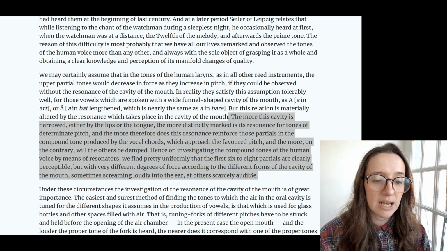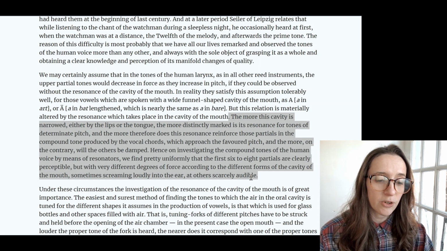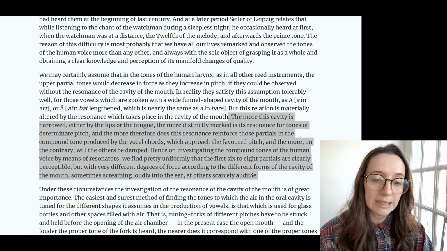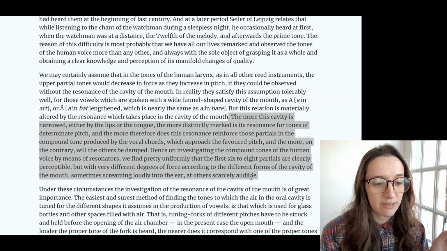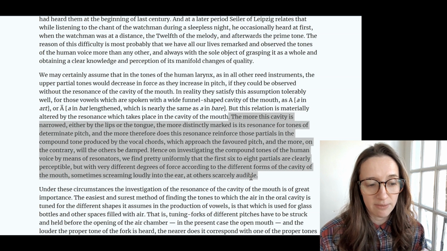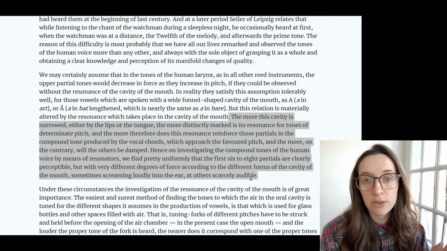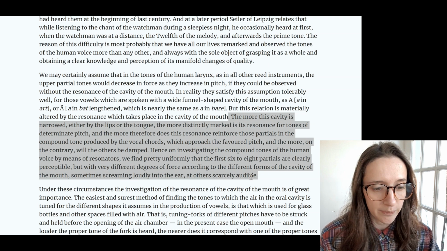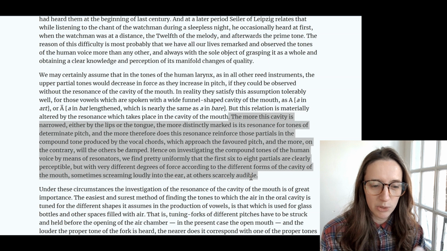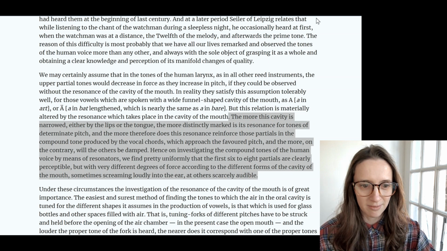Hence, on investigating the compound tones of the human voice by means of resonators, we find pretty uniformly that the first 6 to 8 partials are clearly perceptible, but with different degrees of force according to the different forms of the cavity of the mouth, sometimes screaming loudly into the ear, and others scarcely audible. Now, of course, he was experimenting with German vowel sounds, so we'll have to trust our translator here.